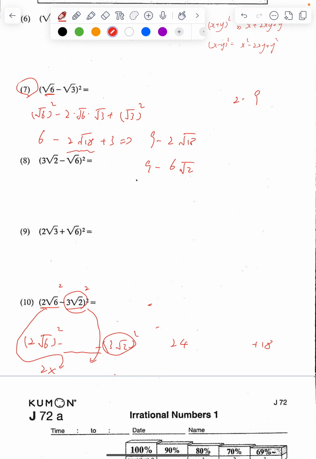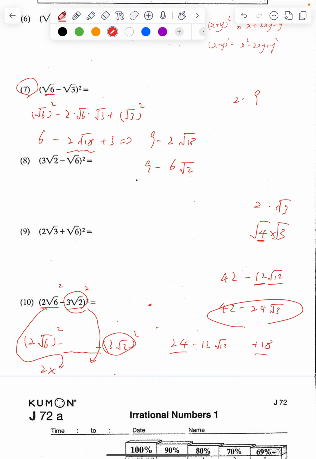And then in between is negative 12 times root 12. So I can combine them together. So this will be 42 minus 12 root 12. And root 12 is basically 4 times 3. I can take this out, so, right? So this will be 2 times root 3. And with the 12 over here, it will be 24 root 3. So 42 minus 24 root 3 will be the answer for question number 10. So this summarizes pages from 68 all the way to 71. If you guys have any question, please feel free to let me know.